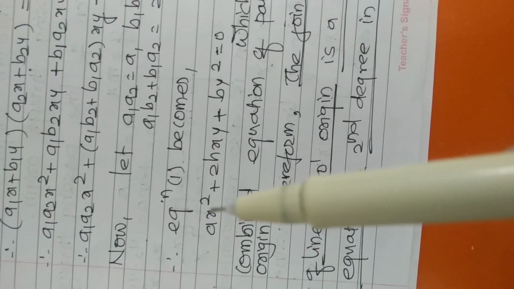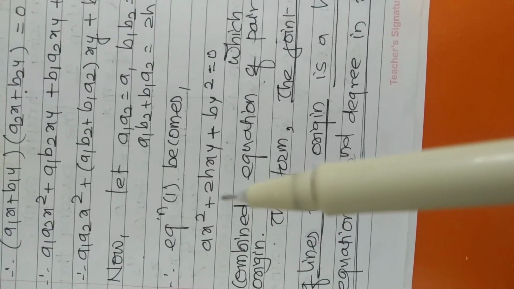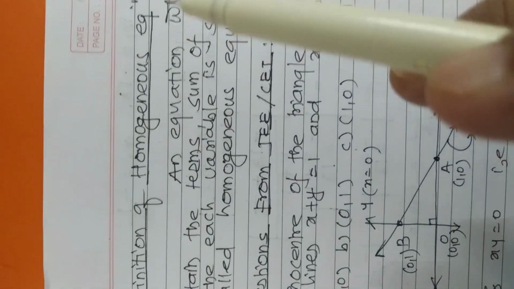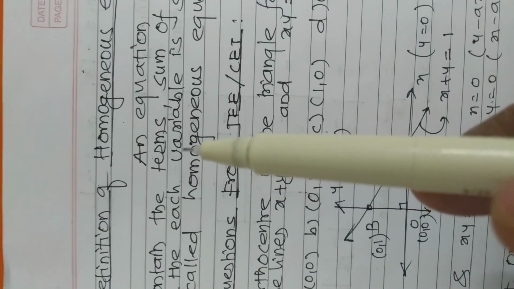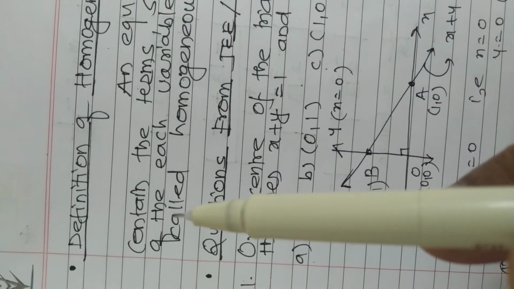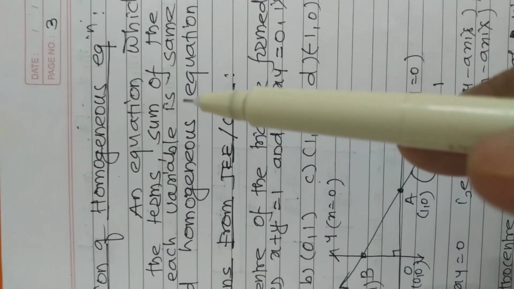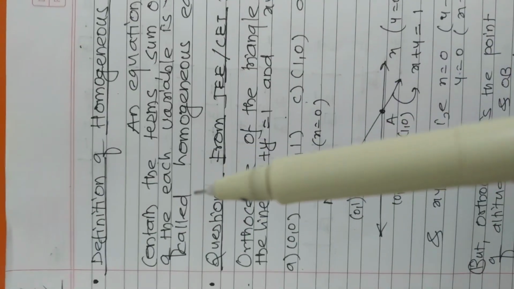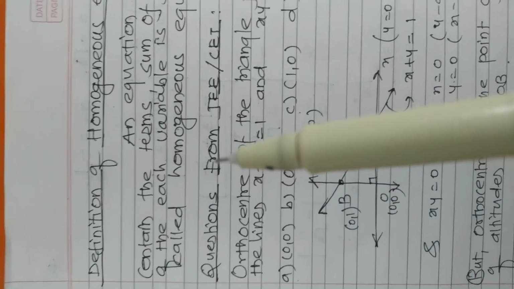And the highest index is 2, so the degree of that equation is 2. Therefore, from the definition point of view, a homogeneous equation is an equation which contains terms where the sum of indices of each variable is the same. So it is called a homogeneous equation. Once again, the converse of the first theorem we have to consider in the next aspect.